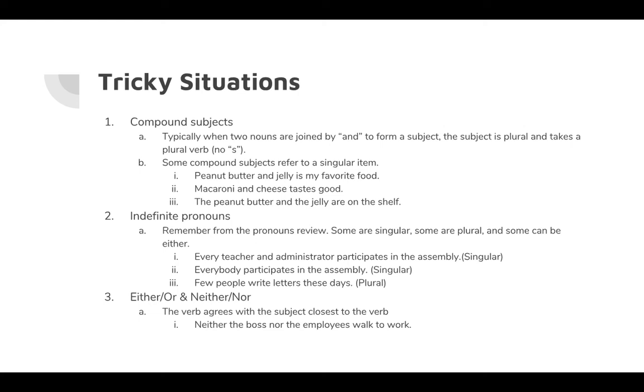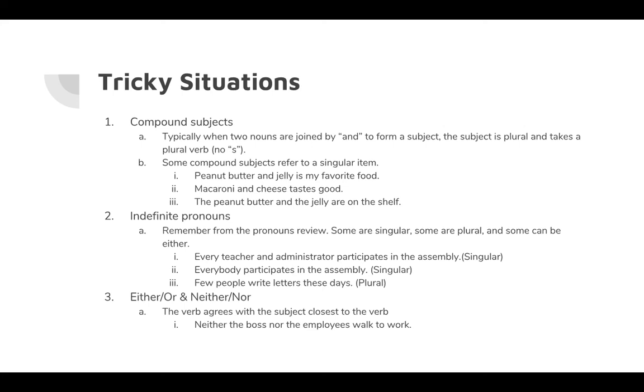Employees is plural and is closest to the verb walk. So in this case, we have employees walk: neither the boss nor the employees walk to work. It is a plural verb. If it was neither the employees nor the boss, it would be walks to work, because boss would be closest to walk.